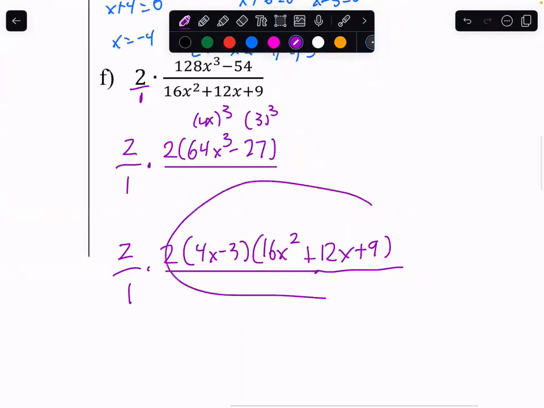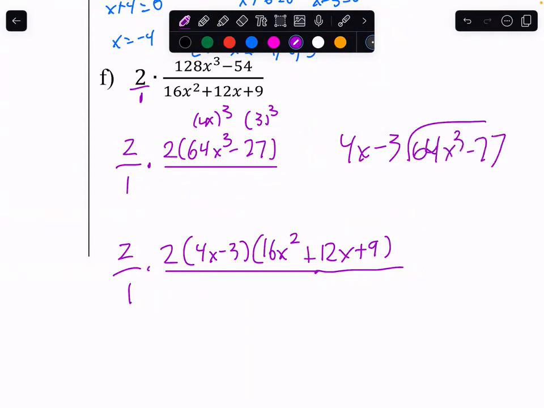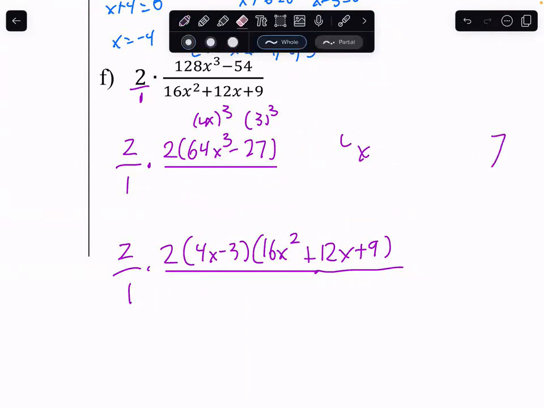Okay, so again, I remember the difference of cubes formula, but if you can remember at least this part, you could then do synthetic or long division to figure out the other term. Okay, so now the denominator, you've got 16x squared plus 12x plus 9.